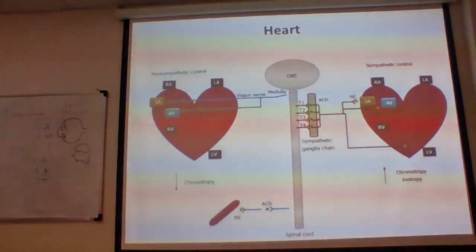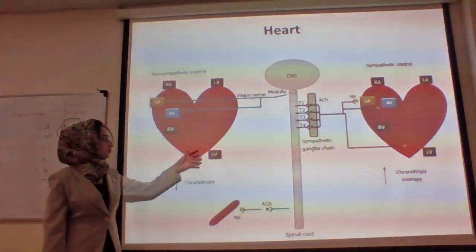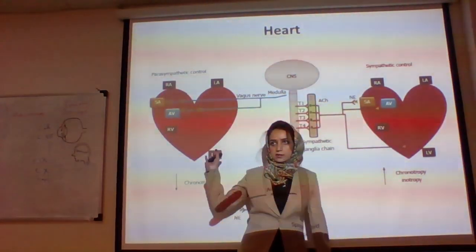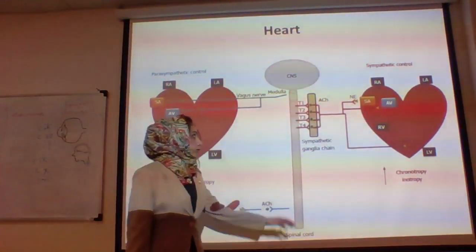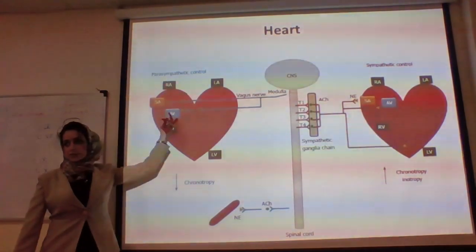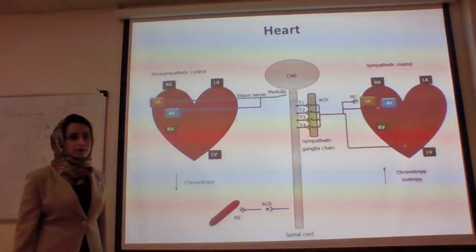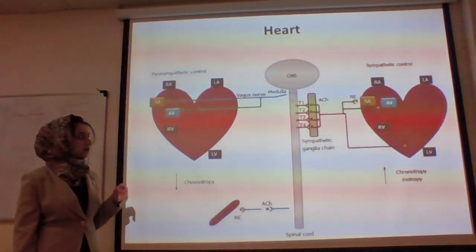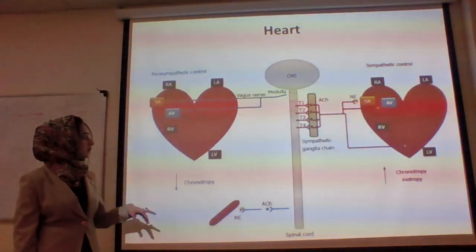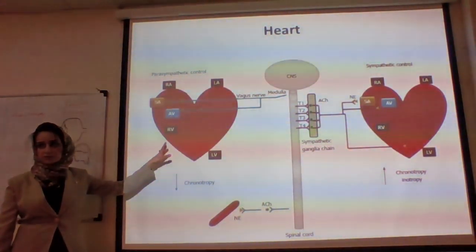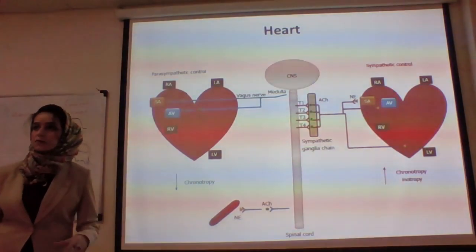This is the supply of the heart by the parasympathetic and the sympathetic. The sympathetic also supplies the ventricle, while the parasympathetic does not supply the ventricle. Both of them supply the sinoatrial and AV node that cause the beating or changes in the chronotropy of the heart. The parasympathetic has no effect on ventricular muscle contraction; only the sympathetic has an effect on the contraction.